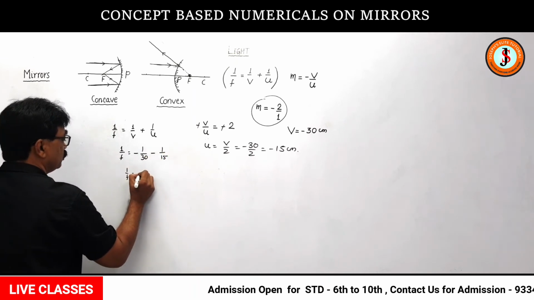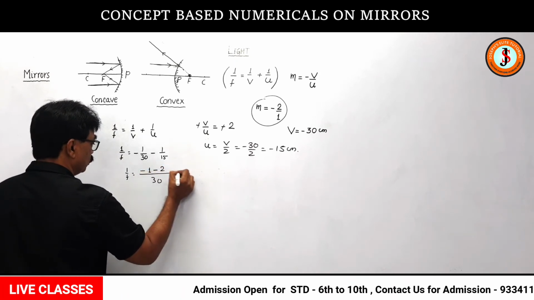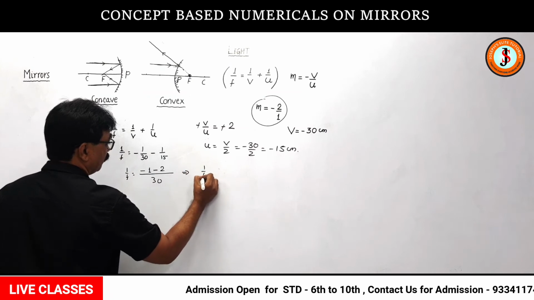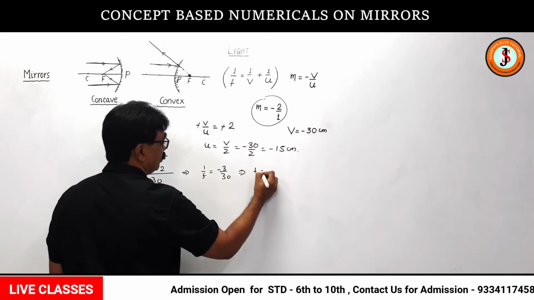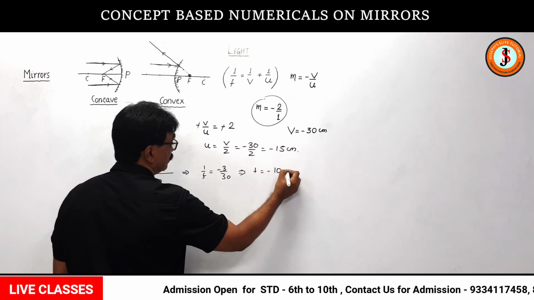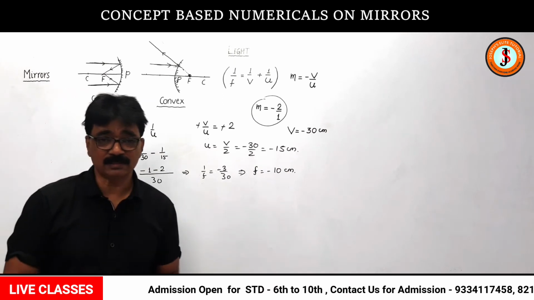So 1 by f is equal to minus 1 minus 2 over 30. This implies that 1 by f will be equal to minus 3 by 30. So this implies f will be equal to 30 by minus 3, so minus 10 centimeter. So we are getting the value of focal length as minus 10 centimeter.